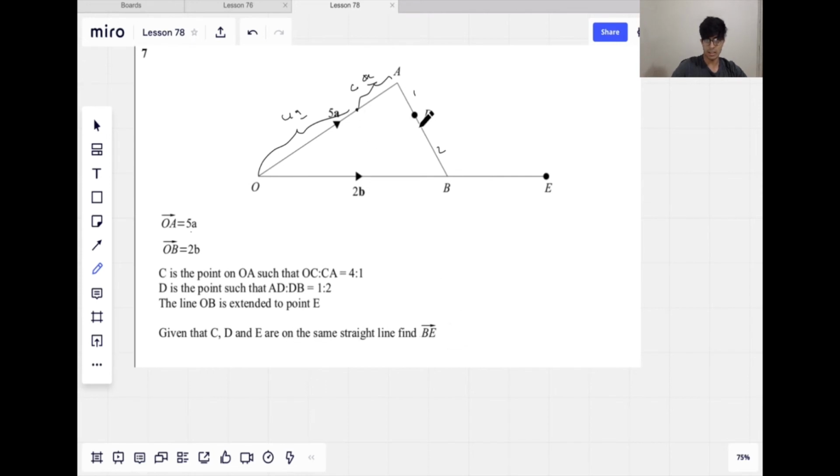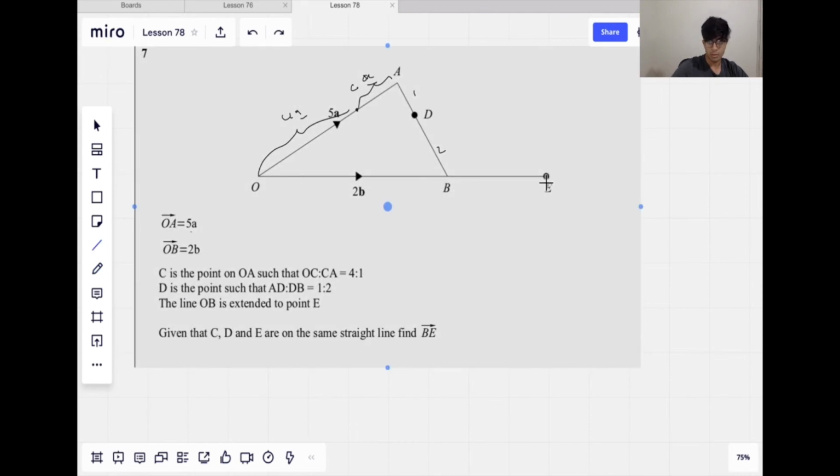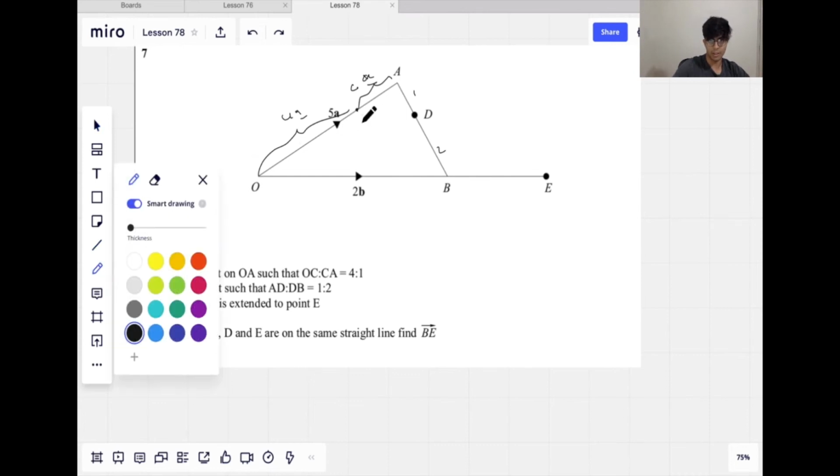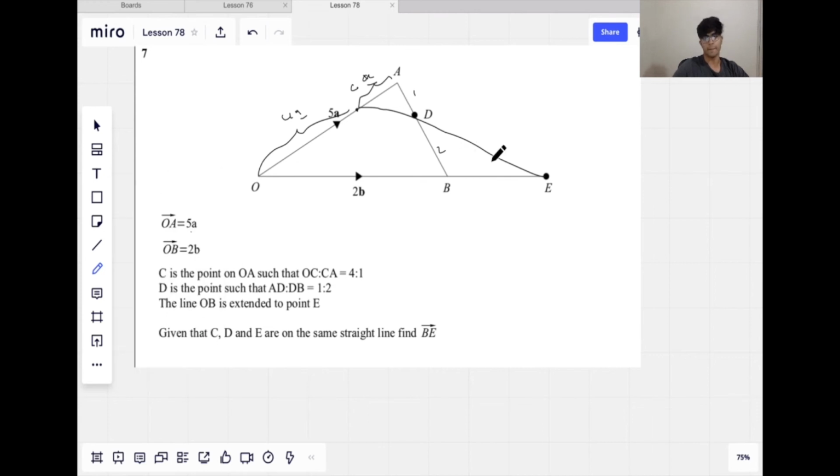So C, D, and E all lie on the same straight line. So, oh god, that's a badly drawn straight line. Let me get my straight line tool out. It really does not want to cooperate. So it's going to have to be a freehand thing and hope for the best, I guess. Okay, that doesn't look too bad. Okay, so this is a straight line.